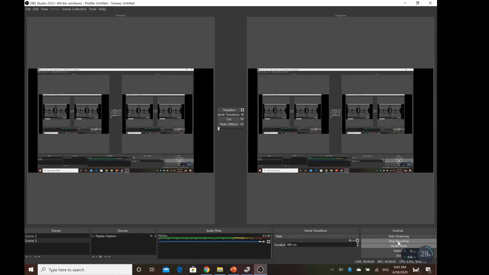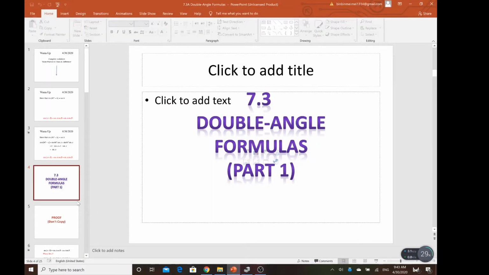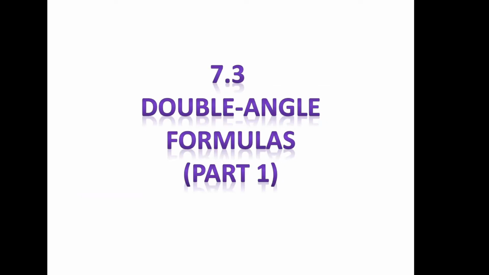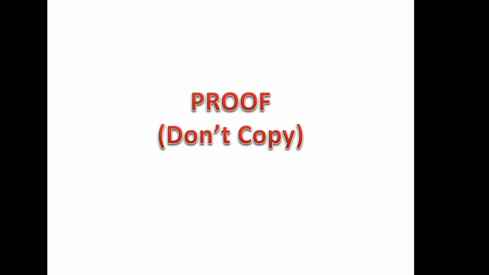So today we want to talk about 7.3. 7.3 has a lot of material, so we'll divide it into three different parts. We'll start with the double angle identities. 7.3, double angle formulas.